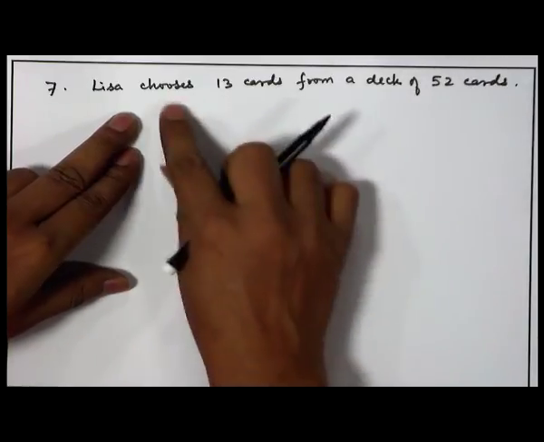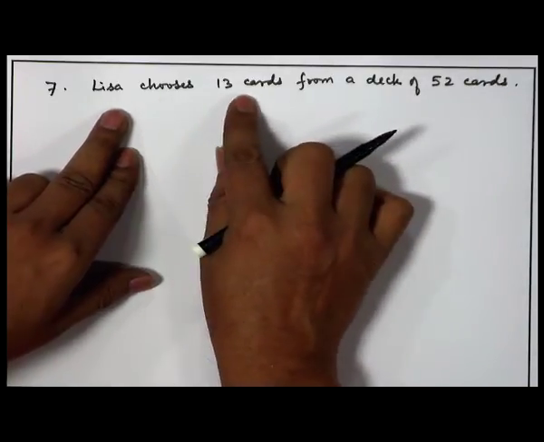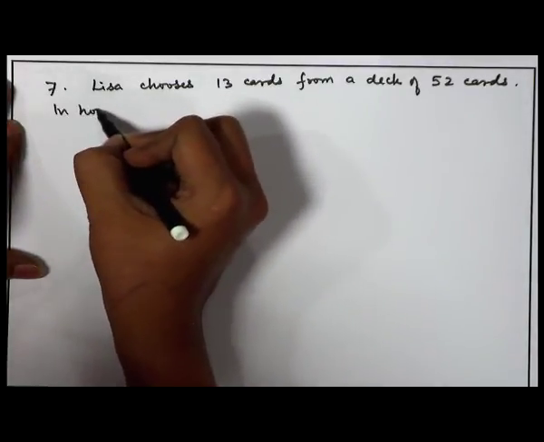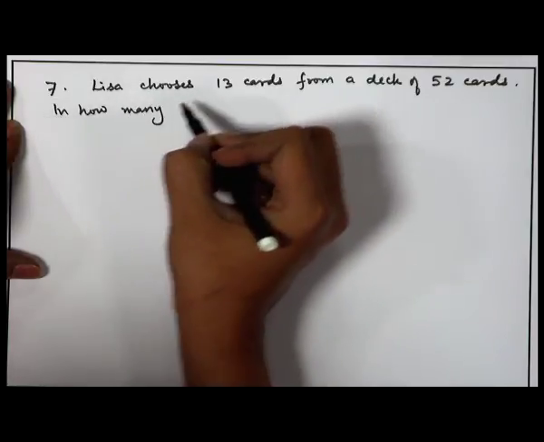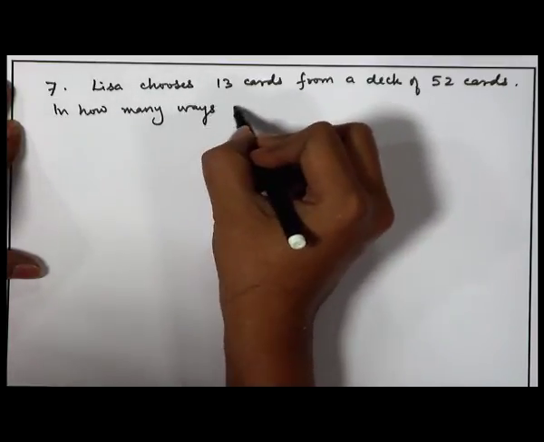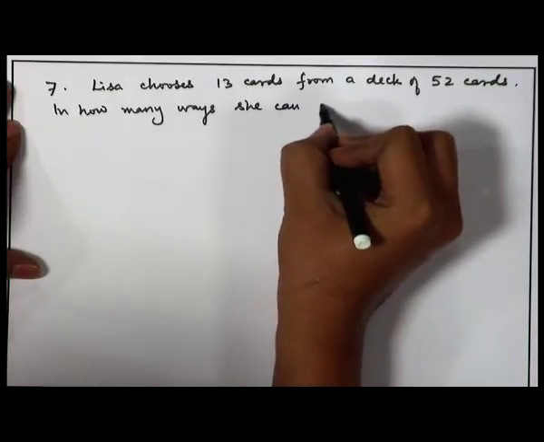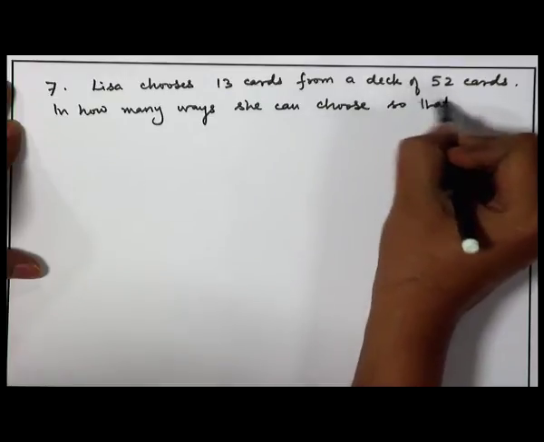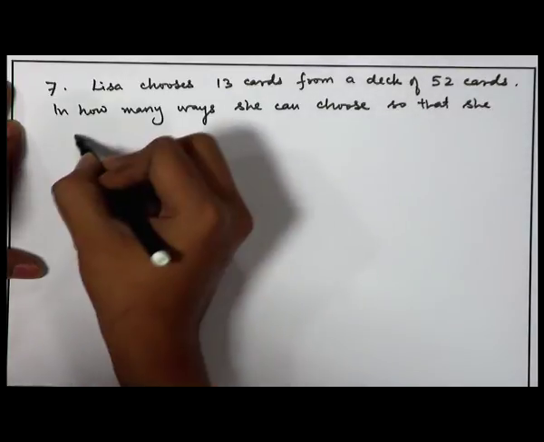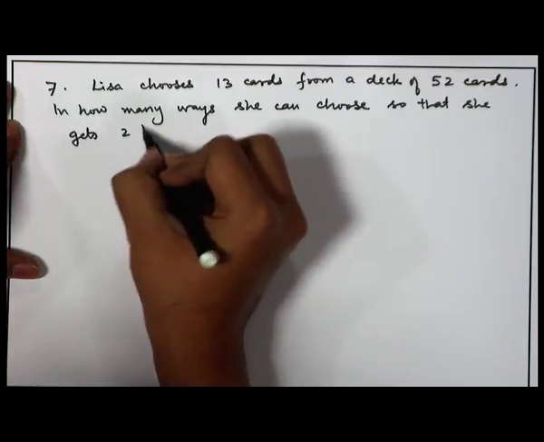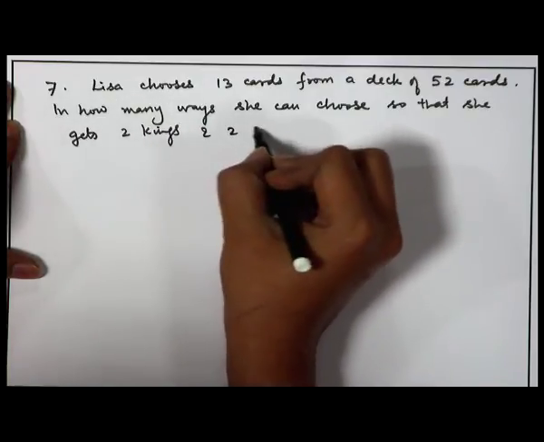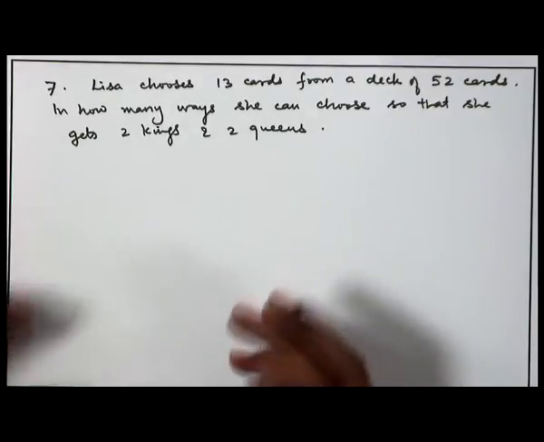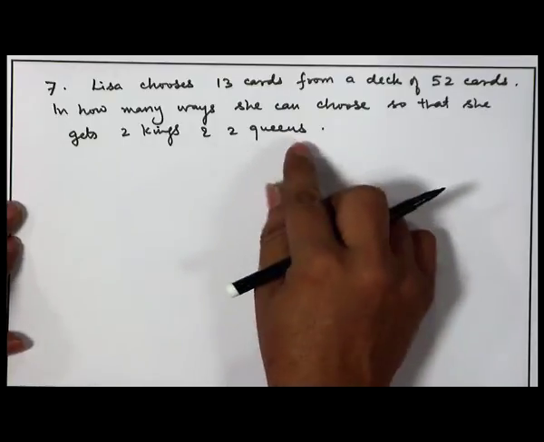So, a player named Lisa chooses 13 cards from a deck of 52 cards. In how many ways can she choose so that she gets 2 kings and 2 queens? That means the cards which are displaying king or queen.